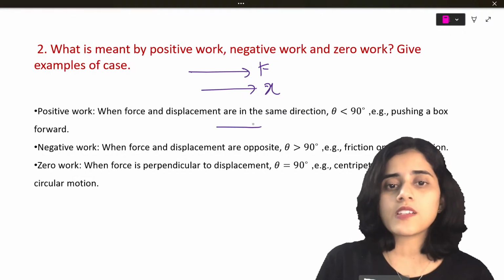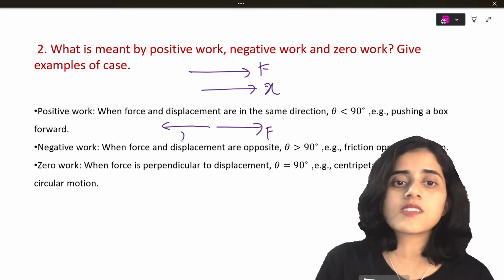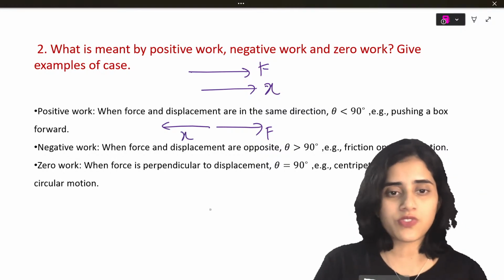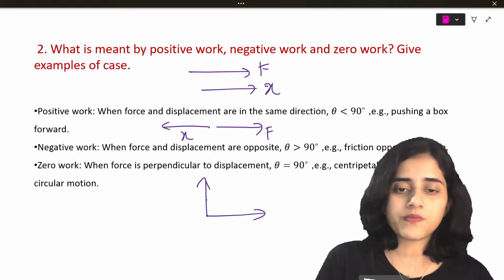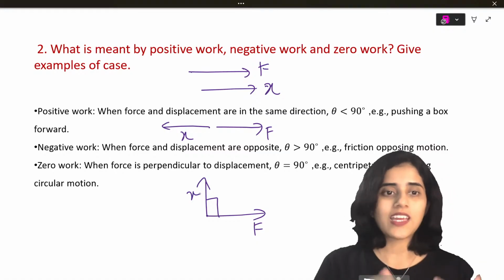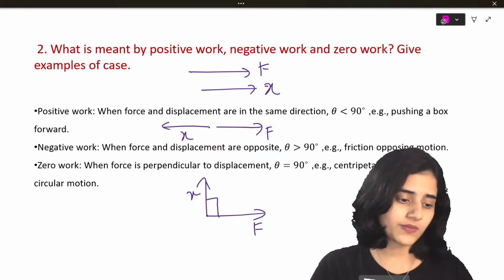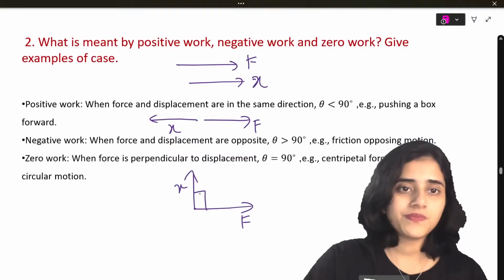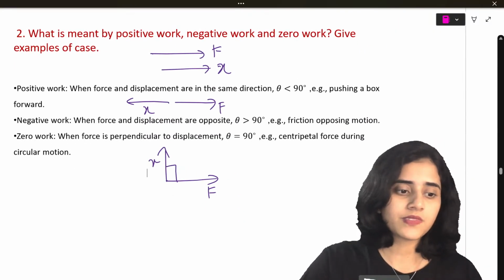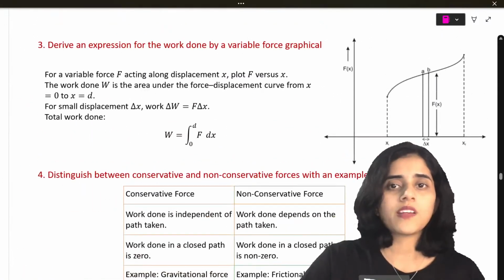But when they're opposite, so if this is force and this is displacement, and the angle is greater than 90 degree, that is negative. When they're perpendicular, when the angle is 90 degrees, so this is force, this is displacement, then it is zero work. You're not able to see it because of my head? Okay. Next question.